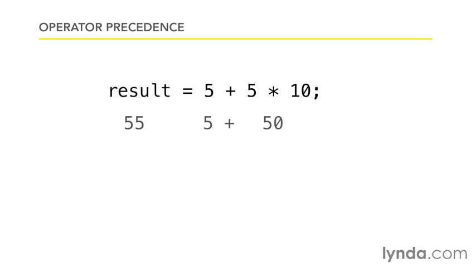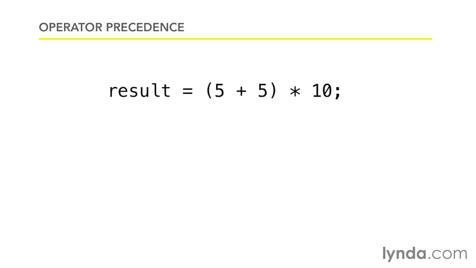If I want to make sure that I can impose an order on this and I have multiple operators, I simply take the important pieces and I surround them with parentheses. So in this one, for example, I can make sure that 5 plus 5 will be evaluated by itself as 10 and then multiplied by 10, and we have 100.